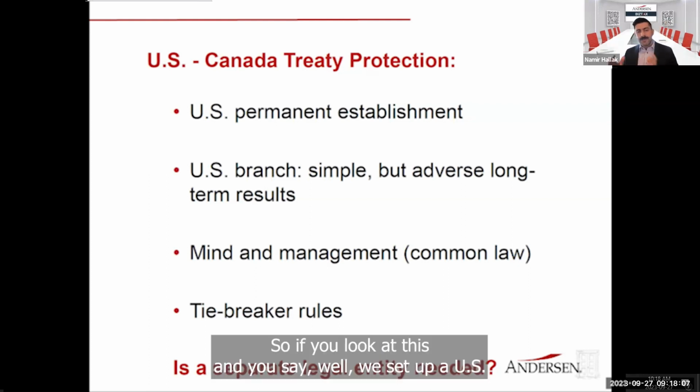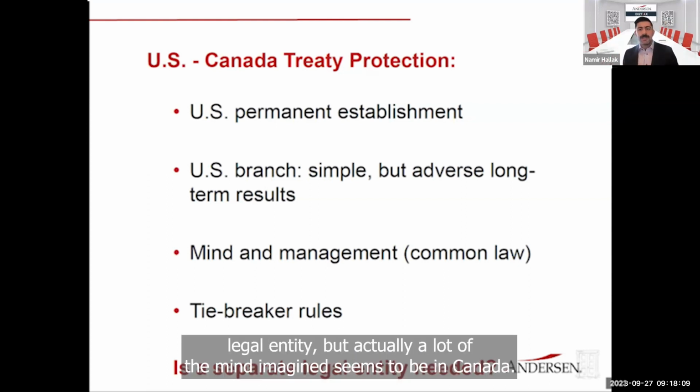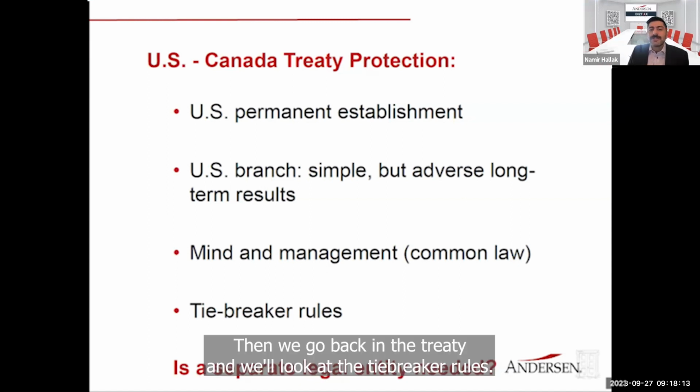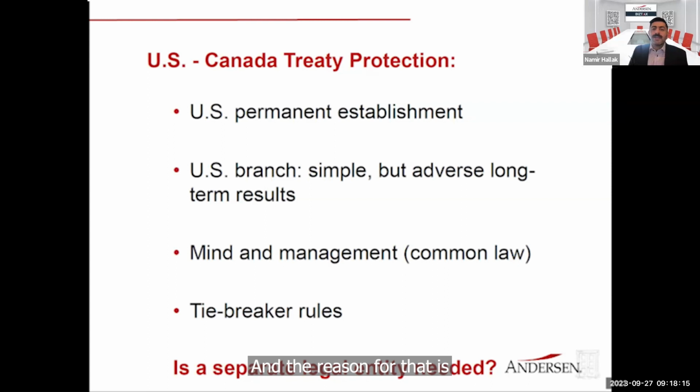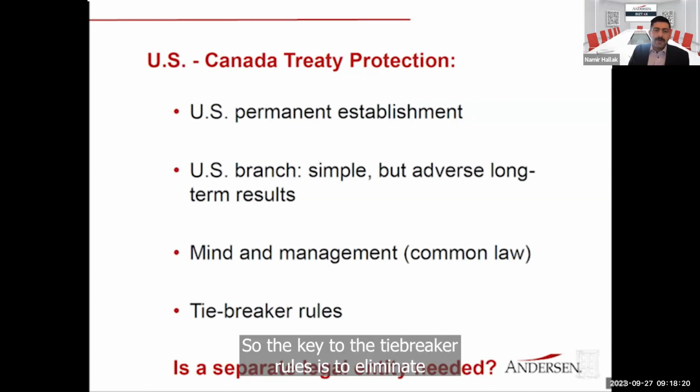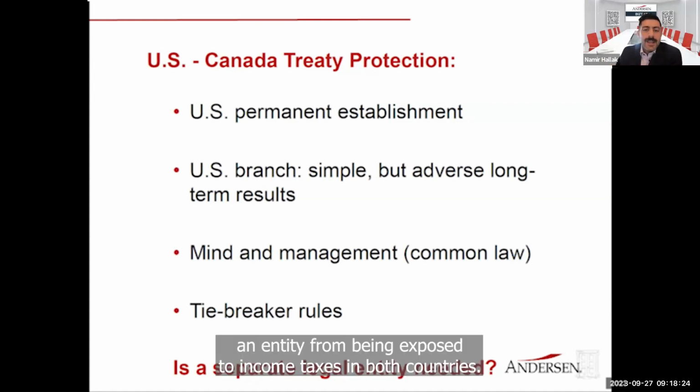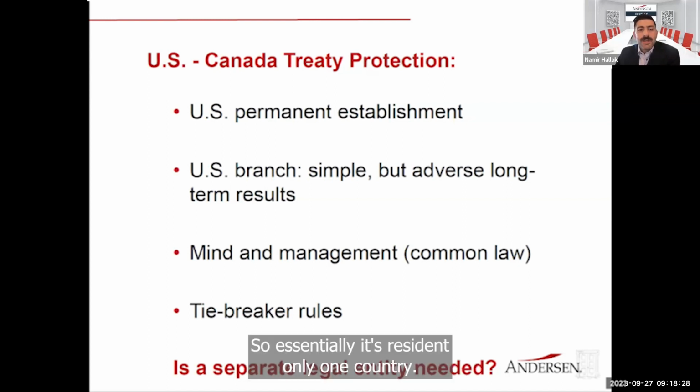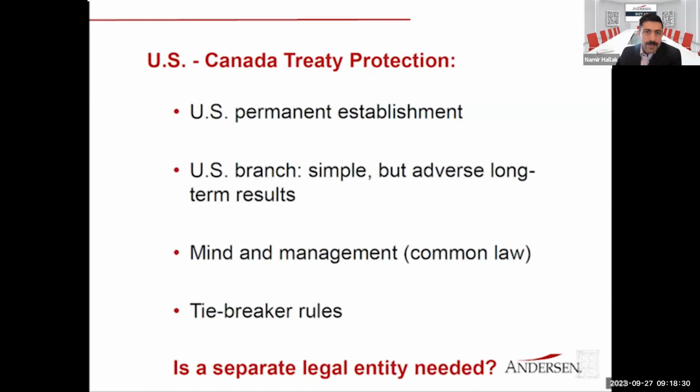So if you look at this and you say, well, we've set up a US legal entity, but actually a lot of the mind and management seems to be in Canada, then we go back in the treaty and we look at the tiebreaker rules. And the reason for that is the US-Canada treaty is meant to settle these issues of dual residency. So the key there with the tiebreaker rules is to eliminate an entity from being exposed to income taxes in both countries. So essentially, it's resident in only one country.